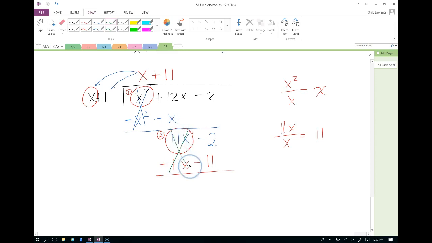So just like I said a minute ago, those first two terms should always cancel out. Otherwise, we did the division wrong. And they do. We've got 11x minus 11x is 0. And then we'll put our constants together. I've got negative 2 minus 11 is negative 13.